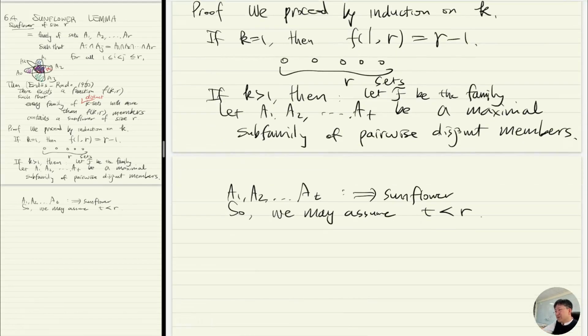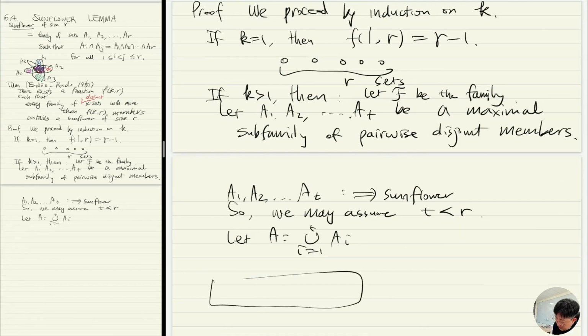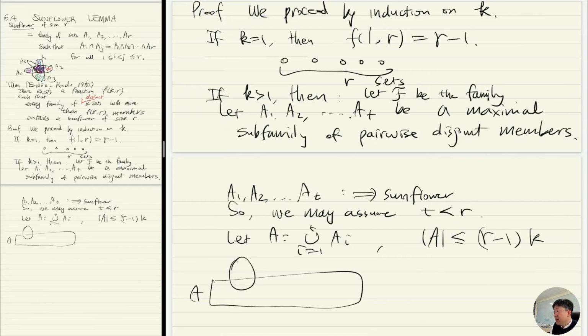Now what we're going to do is take a union of all of them. Let A be the union of the Ai's. So here's A. Now we know that any member of F intersects A, because otherwise we could increase t. And the size of A is at most r minus 1 times k, because each Ai has size k and they are disjoint sets.